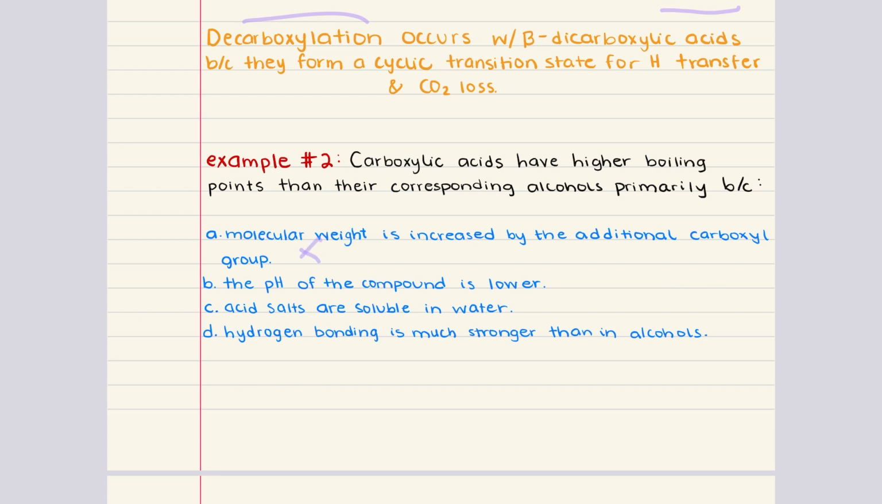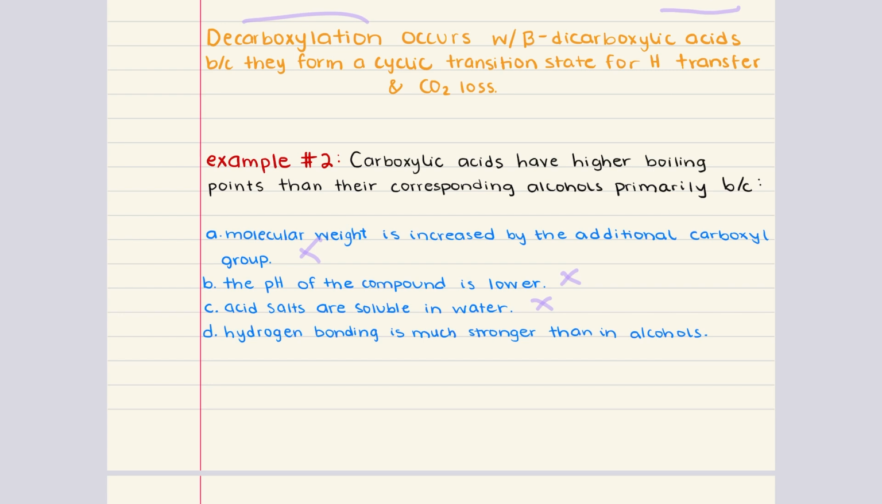B says the pH of the compound is lower. While it is true that carboxylic acids are more acidic than alcohols, pH describes the behavior of a molecule in aqueous solution, not its boiling point in the pure phase. So this is also not the correct answer. C says acid salts are soluble in water. Again, this pertains to the molecule's behavior in aqueous solution, and it has no direct bearing on the boiling point of the neutral carboxylic acid. So, not the answer. D says hydrogen bonding is much stronger than in alcohols.